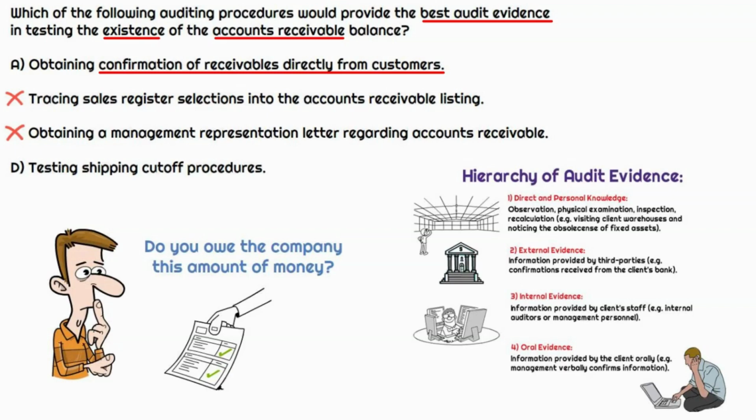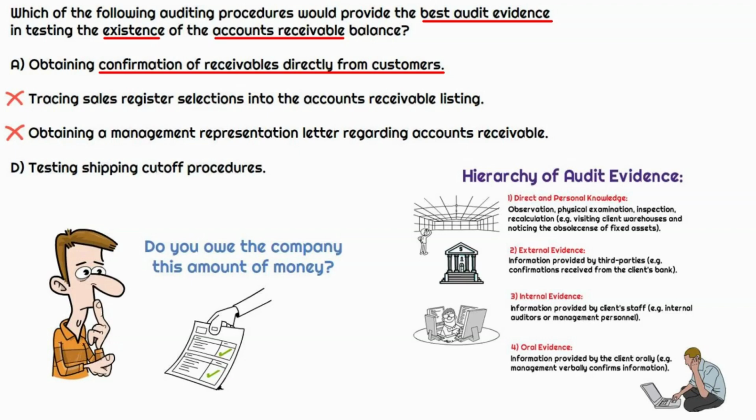Was it before the end of the year or after the end of the year? Right? If our end date is December 31st and we ship it on December 30th, then the customer is likely going to owe us money. But if we shipped it after, say on January 2nd, well, it's not a valid receivable at year end.